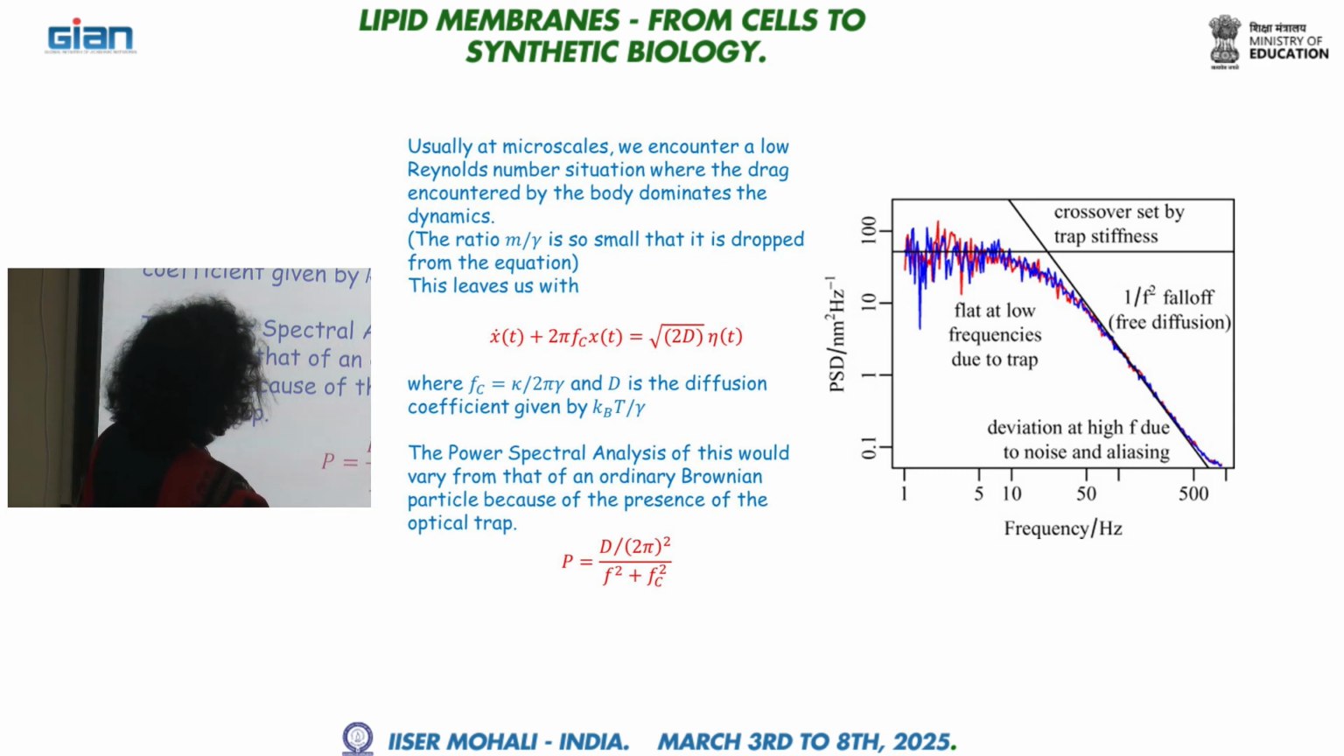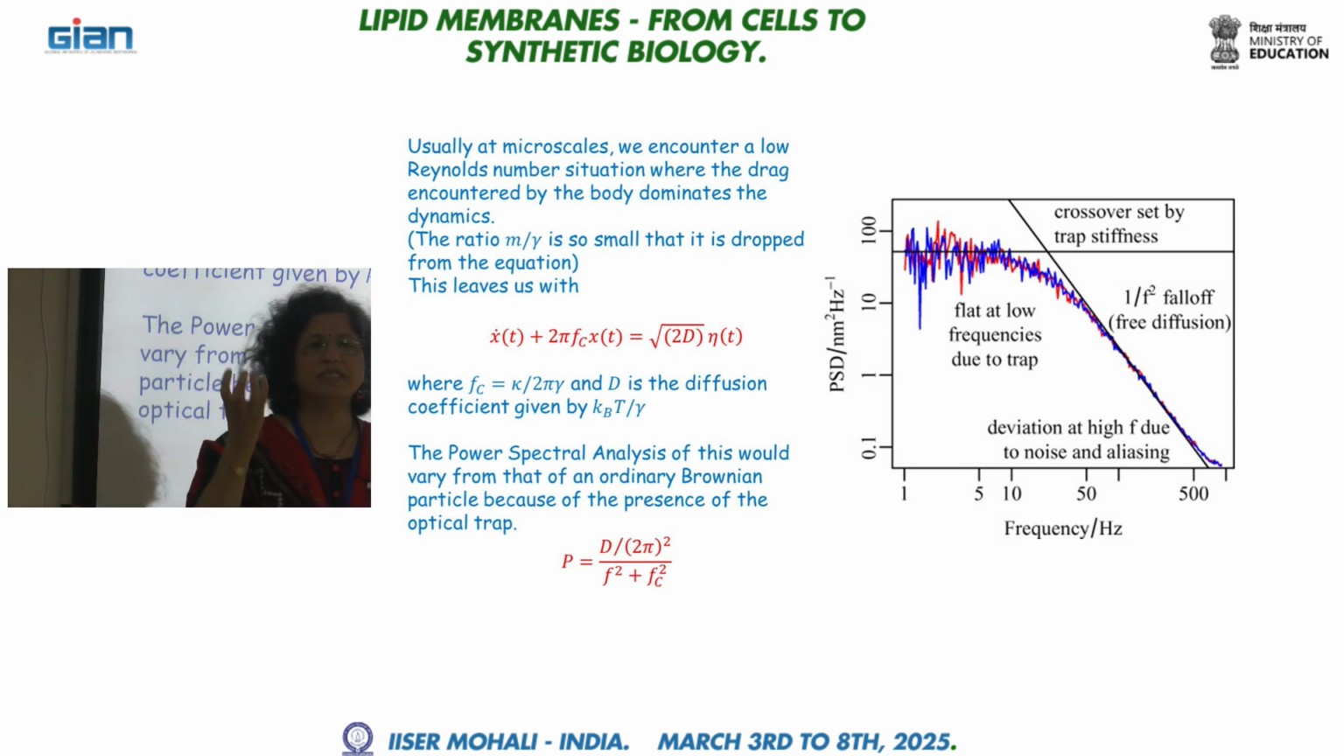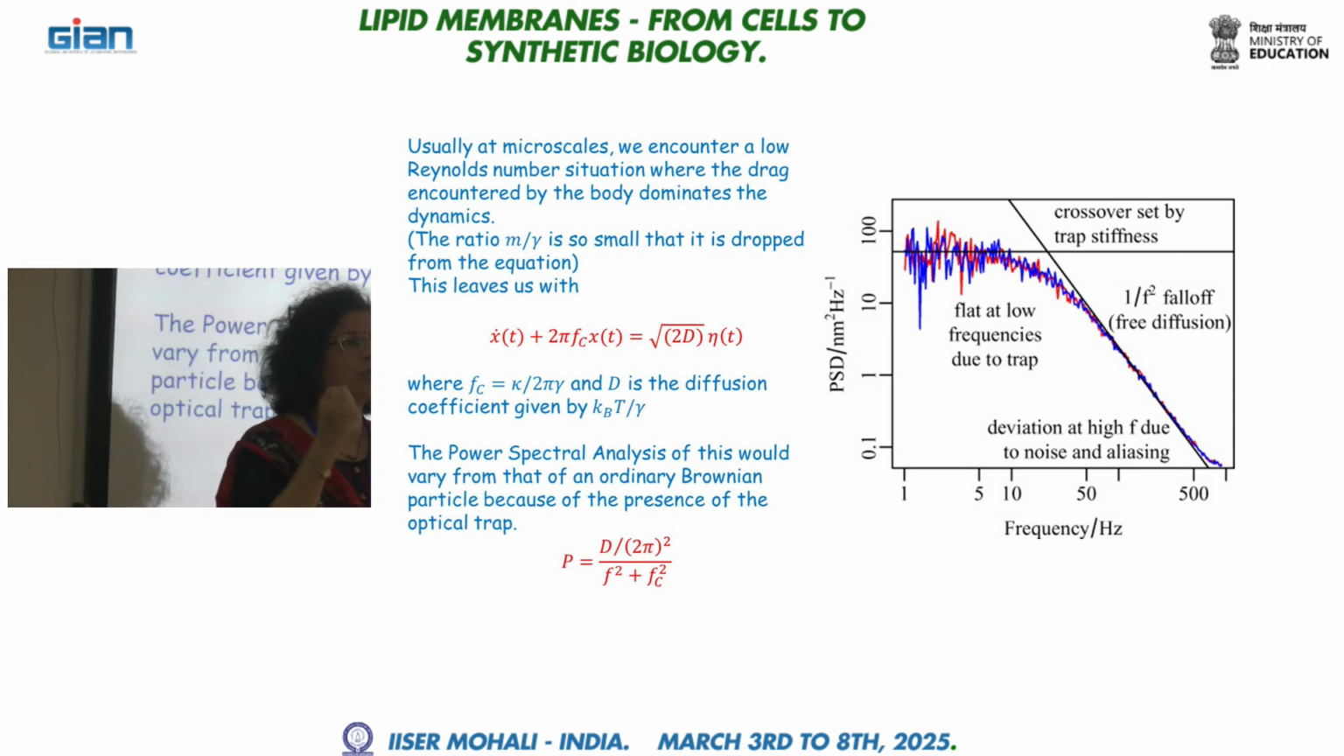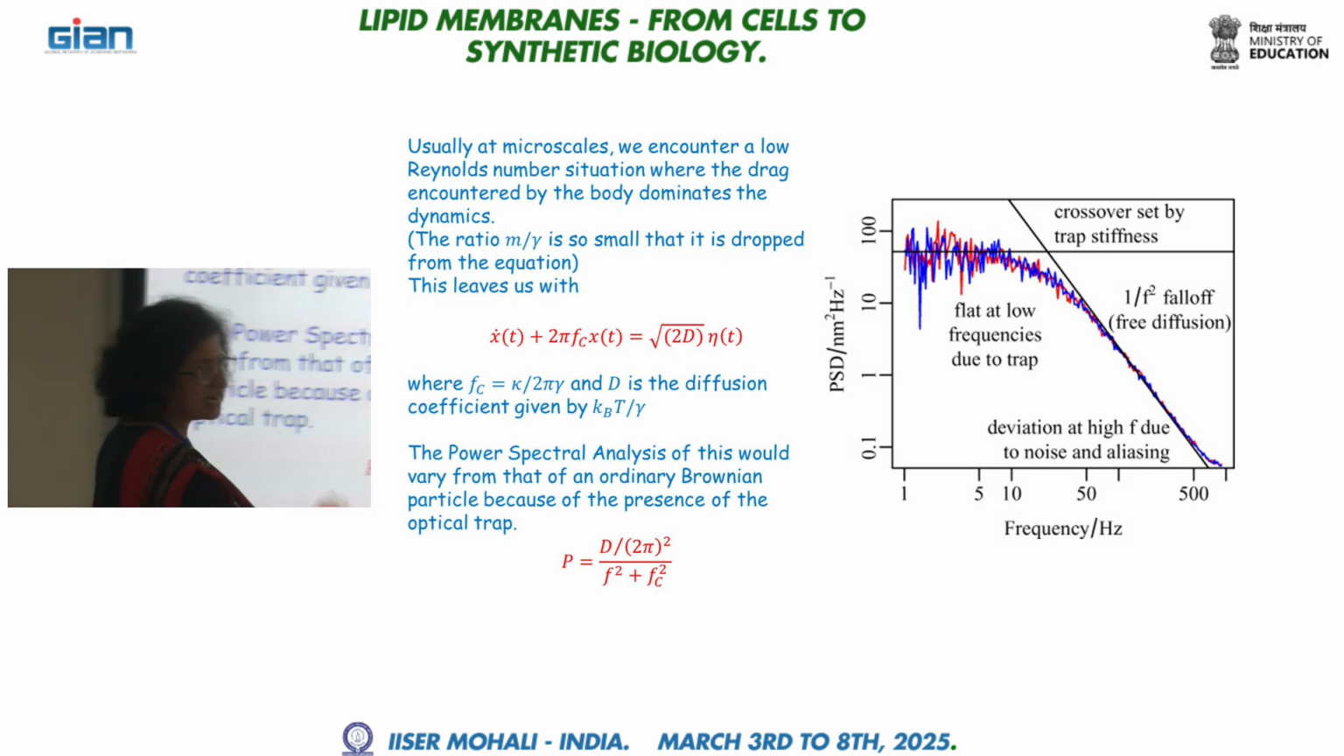So this is what we call the modified Brownian motion, and essentially this frequency at which there is a crossover from the free movement to the trap defined movement is what we call the corner frequency. And this in some sense tells us about the strength of our trap. So how strong is the trap? It's a way of characterizing our trap.